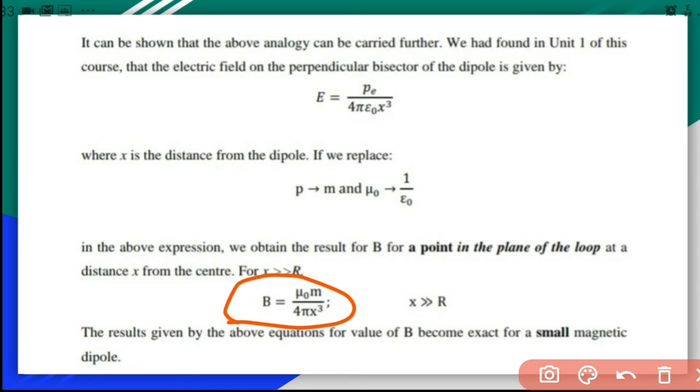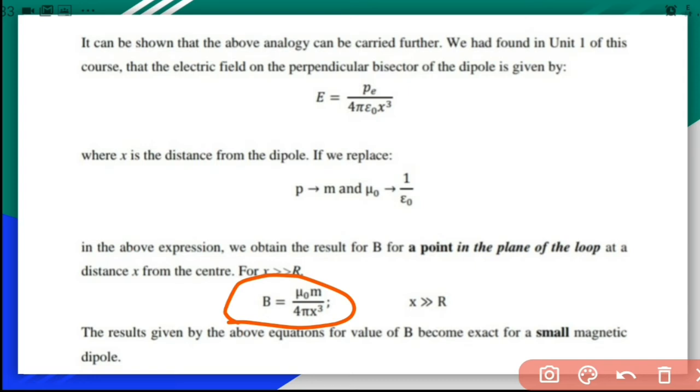This is the expression for magnetic field due to a bar magnet at its equatorial point at a distance x, where equatorial point means a point lying in the equatorial plane, that is passing through the center of the bar magnet perpendicular to its length, just like we define for an electric dipole. So this is the expression for the equatorial magnetic field due to a magnetic dipole. Okay, so which equation did we obtain this from? The expression for the electric dipole.